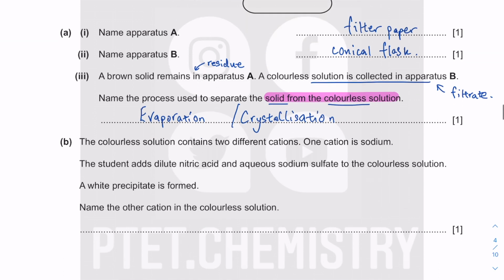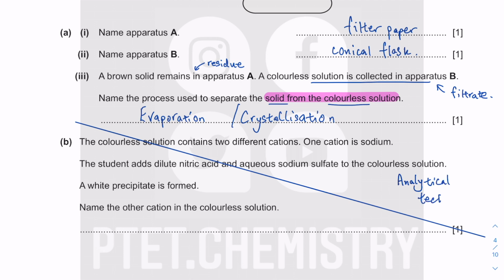The colorless solutions contain two different cations. This one we can skip because you will deal more with this when you cover identification of cations and anions as part of analytical chemistry. So there will be more experimental techniques as part of analytical chemistry, which we'll talk about another time.